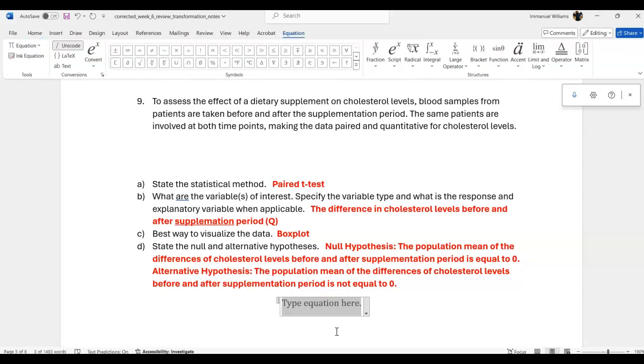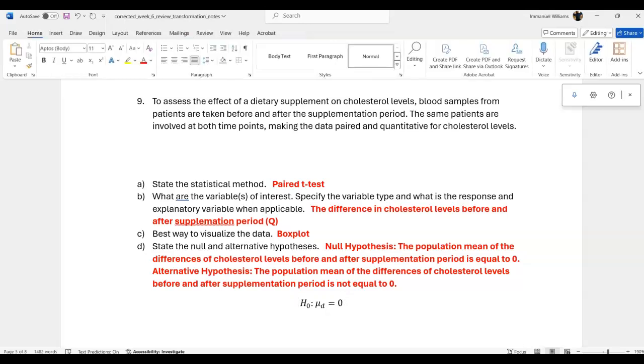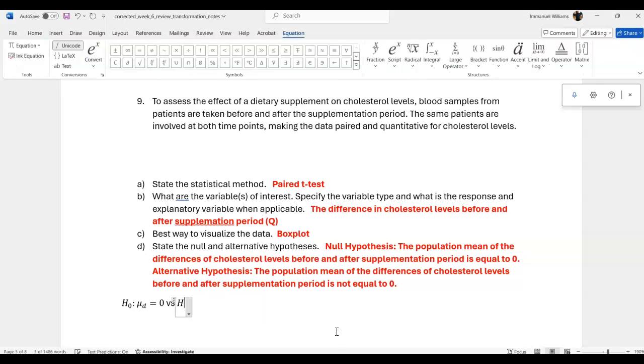All right, so here we have our null hypothesis, and in symbols it would be mu d is equal to 0. And the alternative hypothesis would be that mu d does not equal 0. So I forgot to do this. That's good. All right.